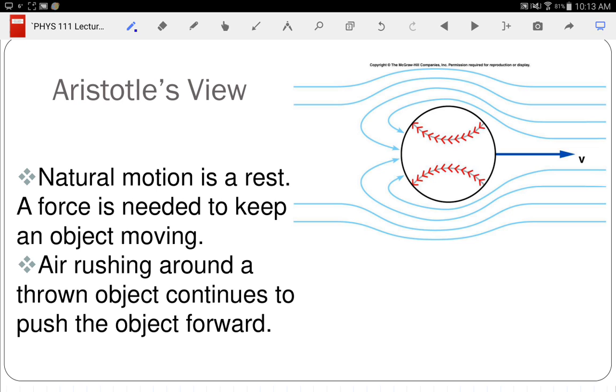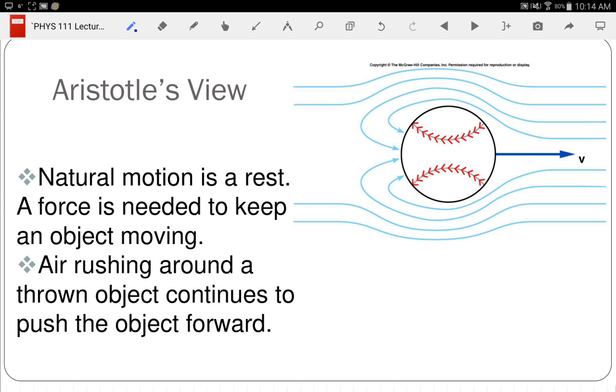But he also knew that the ball didn't just stop and fall straight down. It kept going. And so he's like, well, if its natural thing is to stop, the only way it keeps going is if there's an unnatural force, if there's something pushing on it. And so Aristotle says, well, as it goes through the air parts and then comes behind it and pushes it. And so the air is keeping it going.